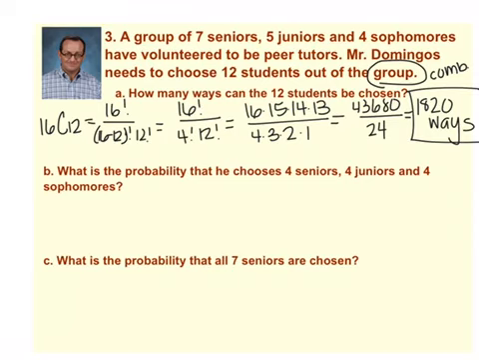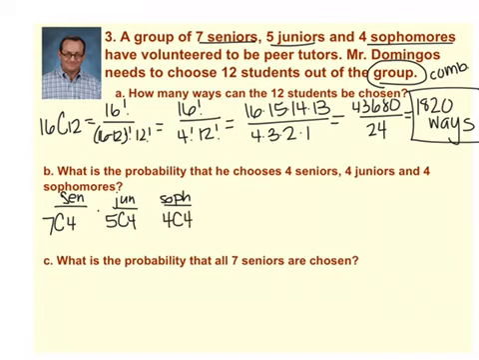So now part B, what is the probability that he chooses 4 seniors, 4 juniors, and 4 sophomores? So when I am doing this one, I'm going to find these separately. So I need to figure out how many ways can I choose a senior? Well, there are 7 seniors total, and I need to choose 4 of them. When it comes to my juniors, I have 5 juniors total, and I want to choose 4 of them. And then when it comes to my sophomores, I have 4 sophomores, and I want to choose 4 of them.